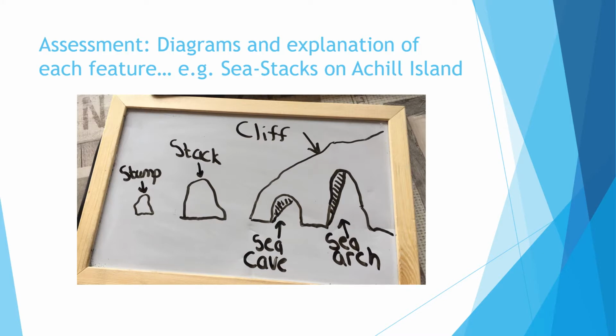Another form of assessment could be to ask students to draw diagrams of each, labelling each diagram and then explaining the labels and diagrams to the teacher, being able to explain how one feature can lead to the formation of another, and students would also be expected to name examples of each in Ireland.